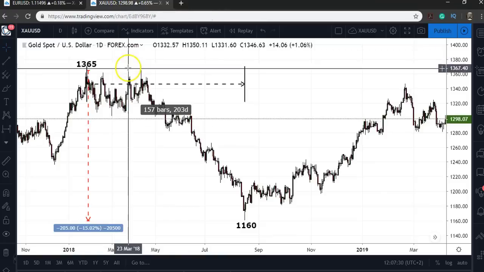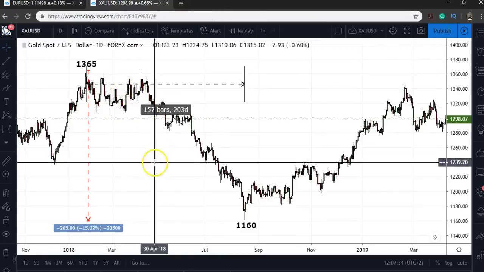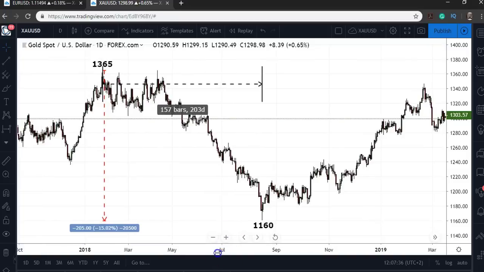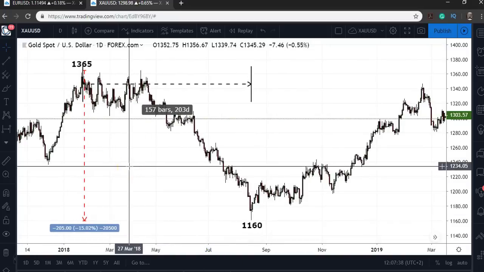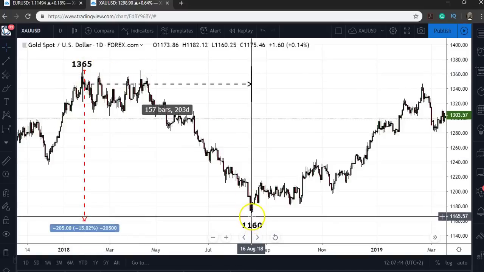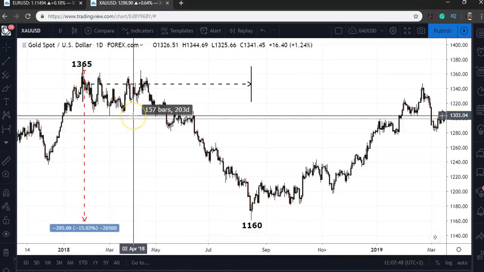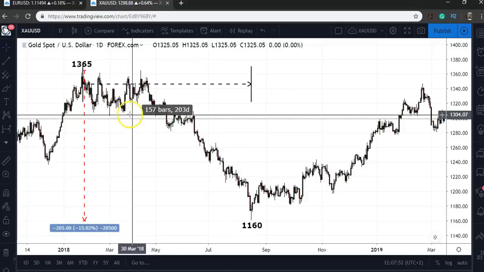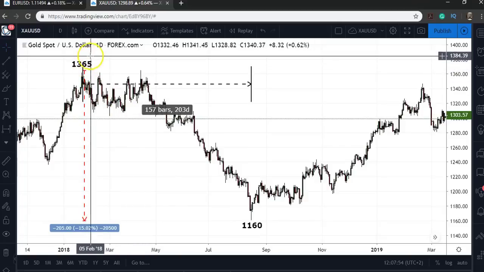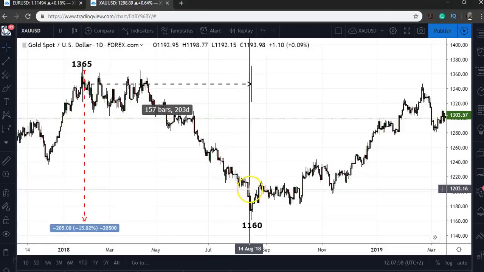On my next chart, I have gold shown on a daily time frame, and I really want to focus on last year's price action in this example. On my chart, I noted last year's high and last year's low. And note that I'm using the spot price of gold and not the continuous futures contract. So I noted the high here as 1365 and the low as 1160.